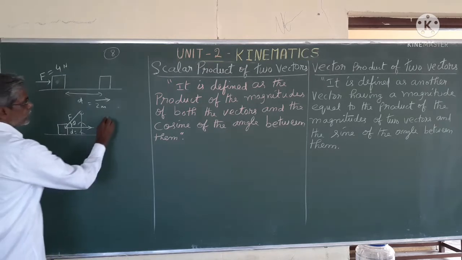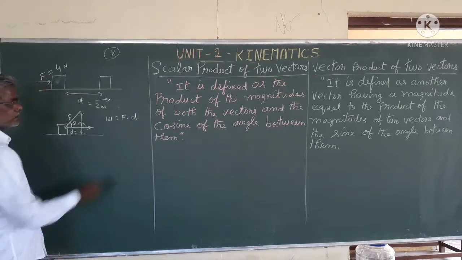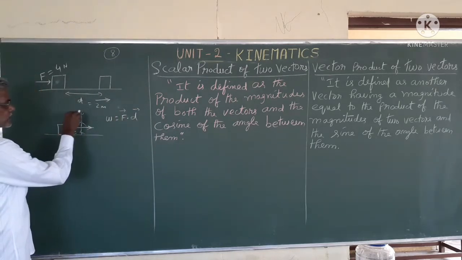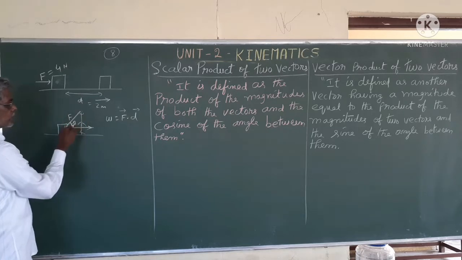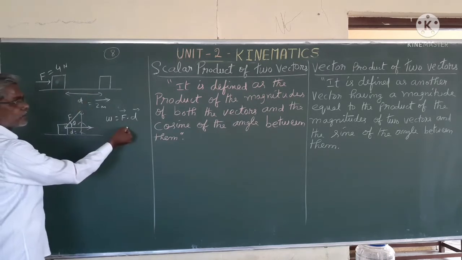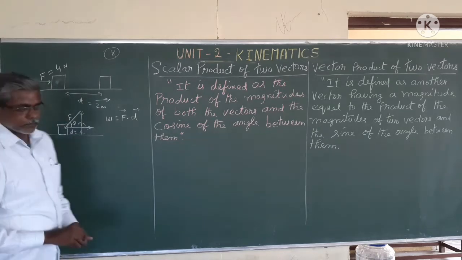Because we know that work done is equal to force into displacement. Since the direction is included, automatically there will be an angle, and here the angle changes, here also the angle changes. So automatically the result will also vary. Clear?